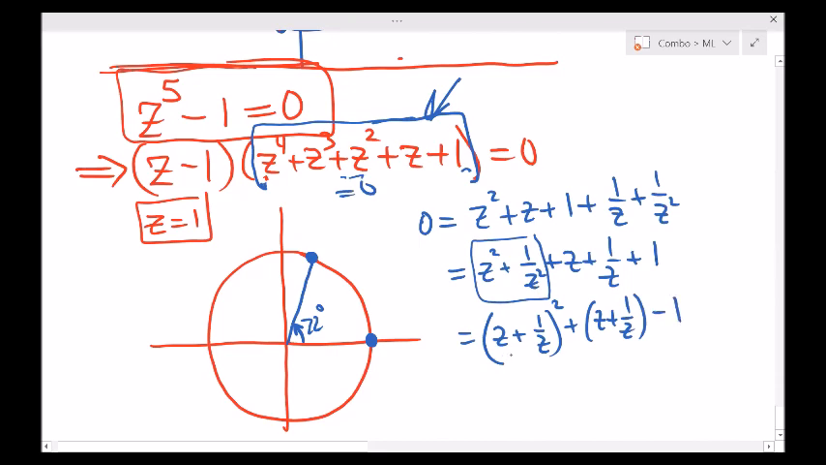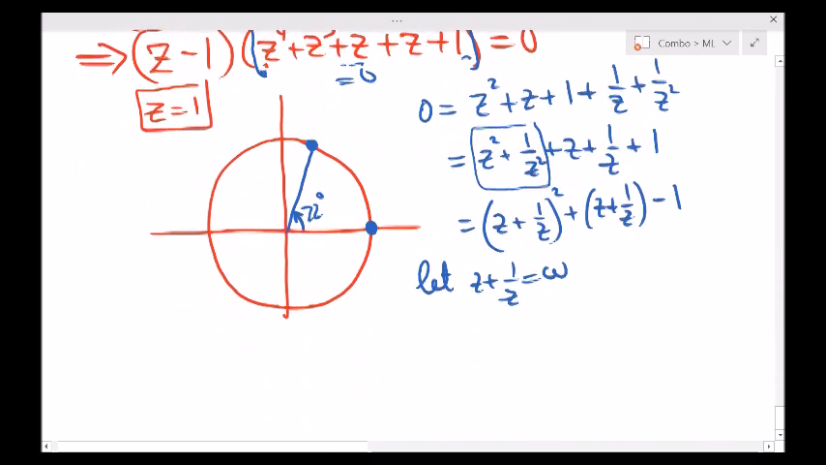Aha. So I can just let z plus 1 over z, you can call it w. So suddenly we need to solve this equation: w squared plus w minus 1 is equal to 0. Hey, that's easy to do. Not minus 3, minus 1. Why? Because I have a minus 2 from this one and then a plus 1 from this one.